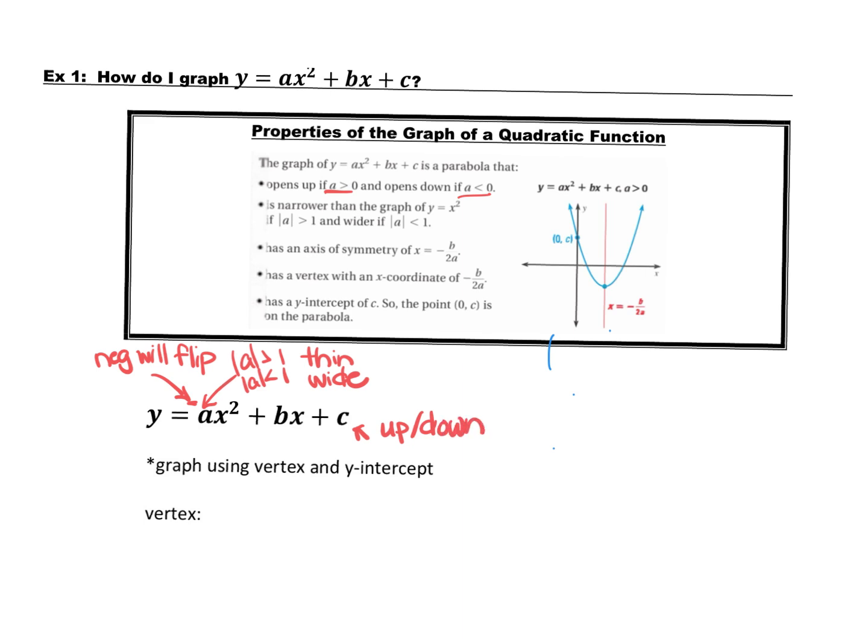All right, so now we're going to talk about our vertex. We have a formula to find our vertex. Our vertex is negative b all over 2a, and that's going to be our x value. For our y value, we're just going to plug it into the equation that we're given. This will probably make a little more sense when we actually plug this in for you.